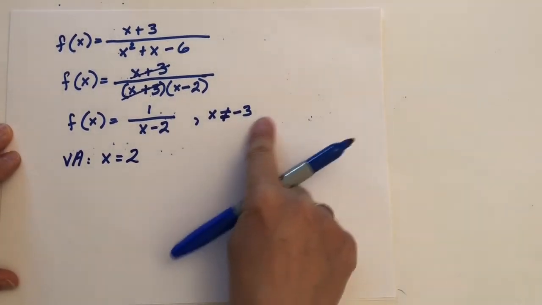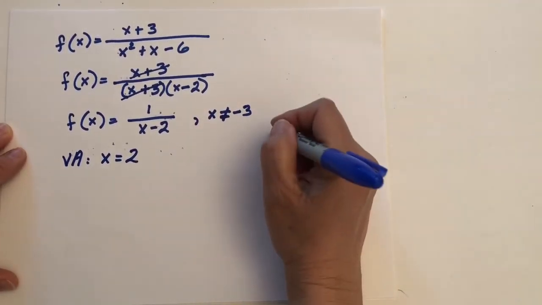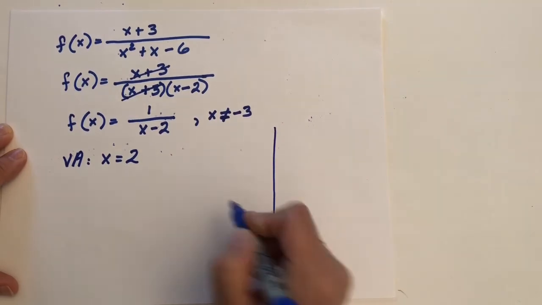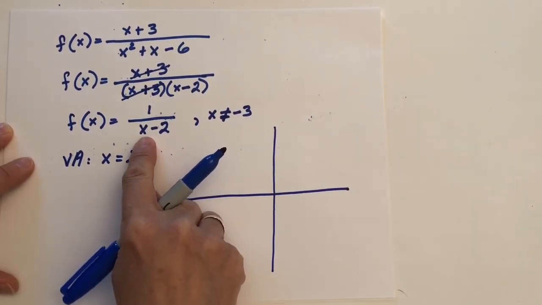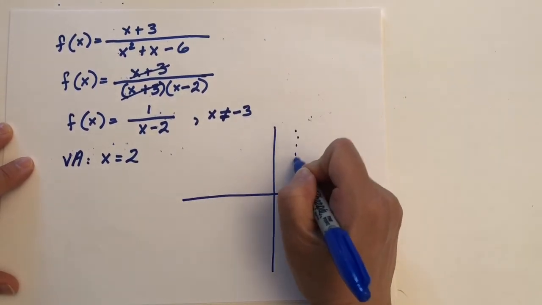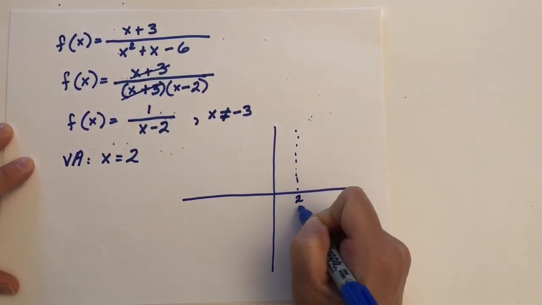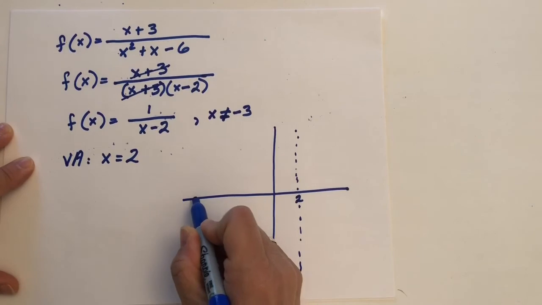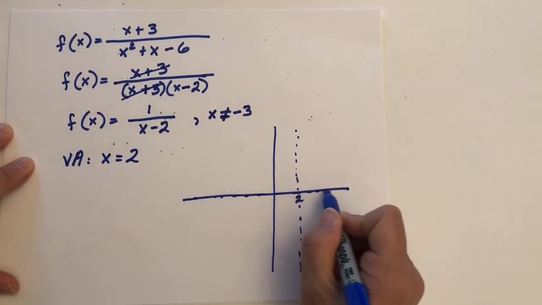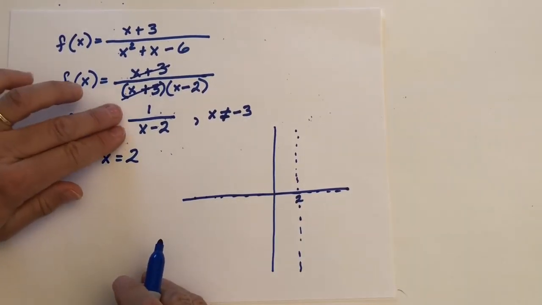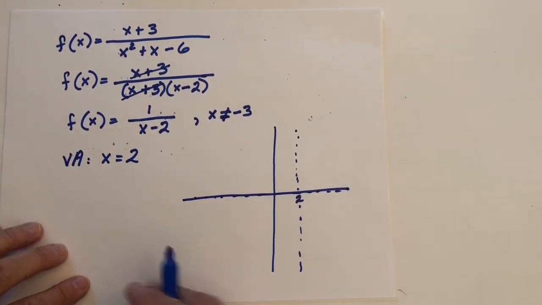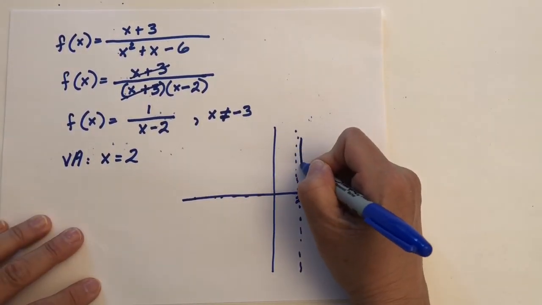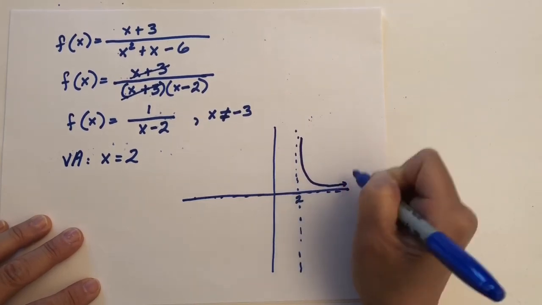Now, what is happening at x equals negative 3? Let me show you. We know what this graph looks like. It has a vertical asymptote here at 2. It has a horizontal asymptote here at 0. Remember, it's our graph y equals 1 over x that's been shifted right to 2. So our graph would look like this.